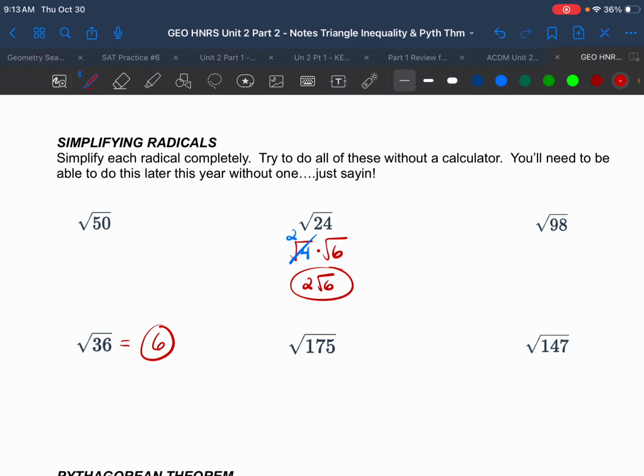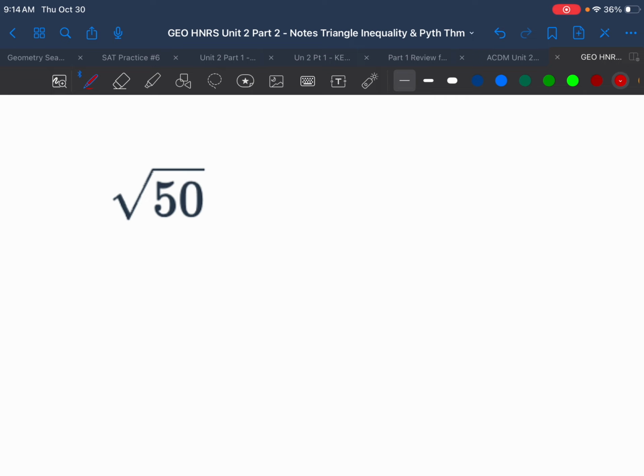Now here's what I'm going to do. I'm going to head over here to radical 50. In most cases, guys, there's a long way to do things, and then there's a short way to do things. What I'm going to do right now is the long way, but then I'm going to delete it, and I'm going to show you the shortest way.